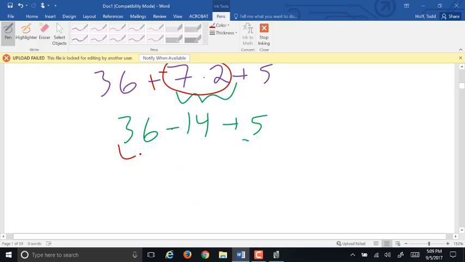So now it's 36 minus 14, which is 22. Had I made that a negative 7, it would be 36 plus a negative 14, which would still be 22. It's just easier for me to think in terms of positives. Then 22 plus 5 is 27.